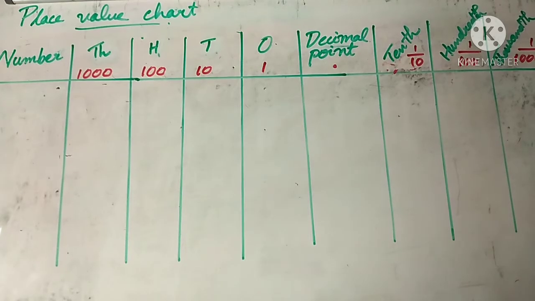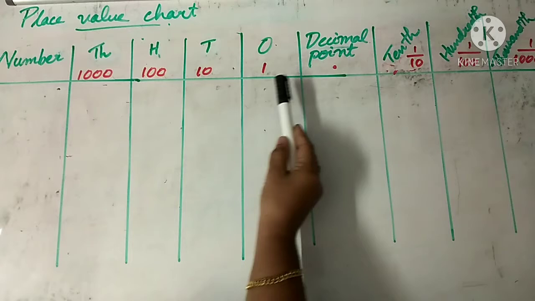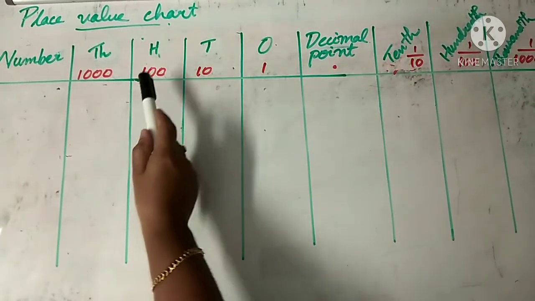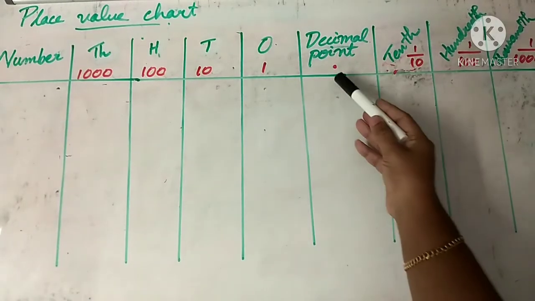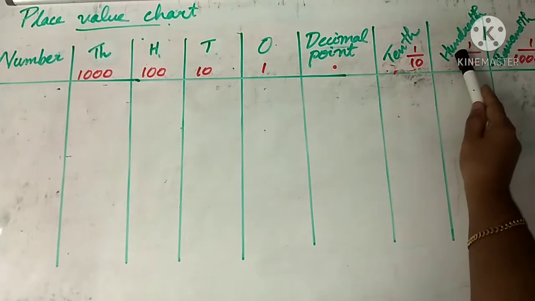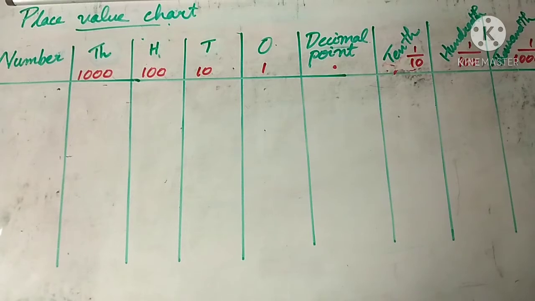Next topic, place value chart of tenths, hundredths and thousandths. See, this is the place value chart for decimal numbers. For the number before the decimal point, the place values are the same: ones, tens, hundreds, thousands, as in whole numbers. The number after the decimal point will have tenths, hundredths and thousandths. Okay, now we will see it with an example.